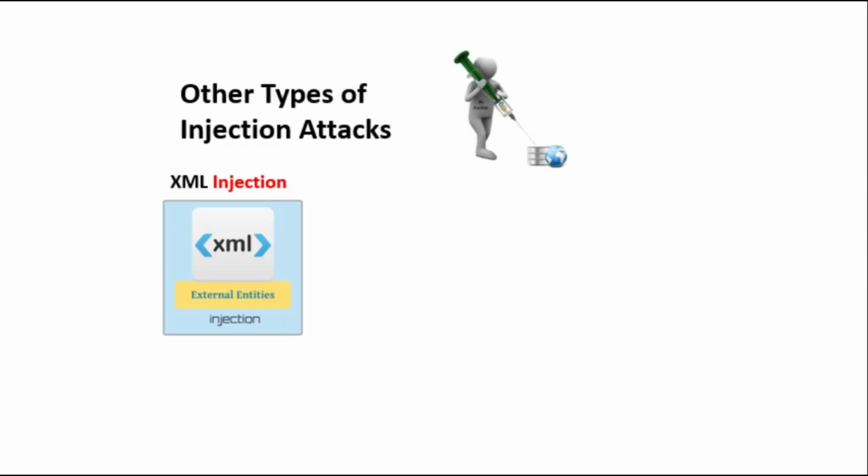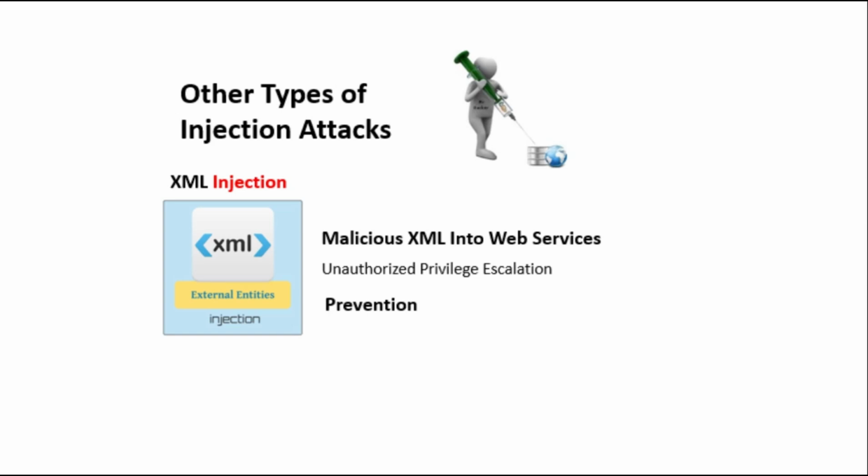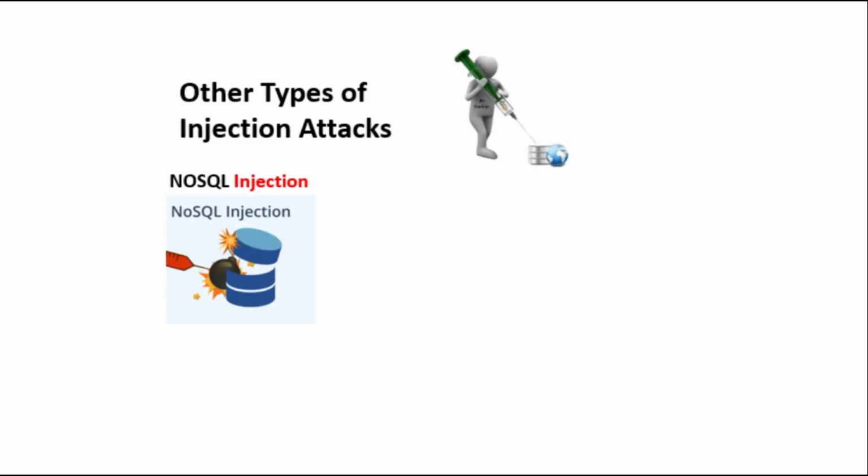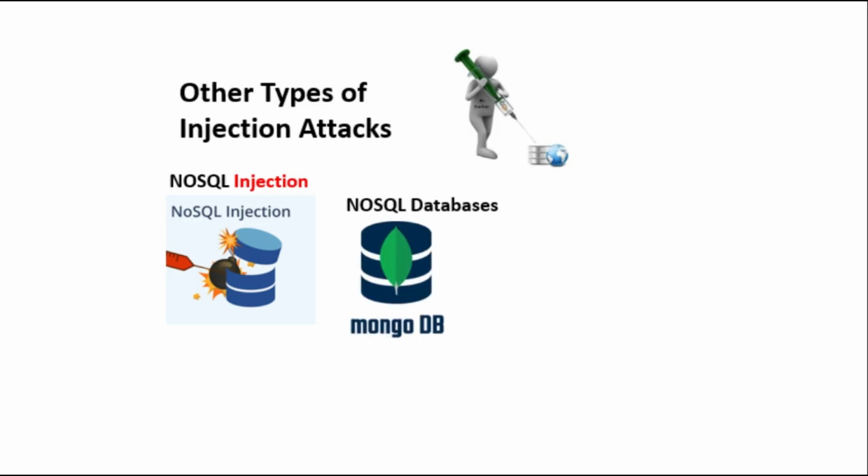4. XML injection. An act of injecting malicious XML into web services for unauthorized privilege escalation. Prevention: validate XML inputs, and disable external entity processing, XXE. 5. NoSQL injection. An act of exploiting NoSQL databases like MongoDB to bypass authentication.